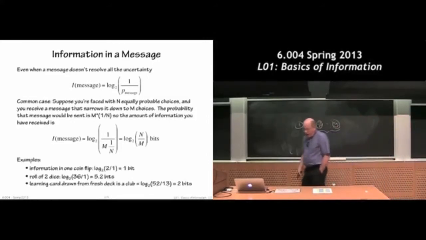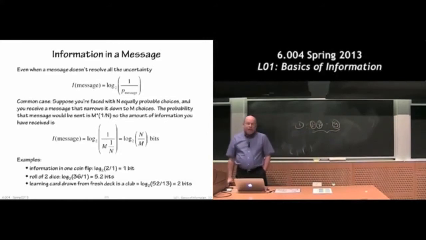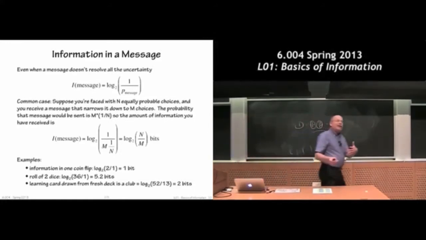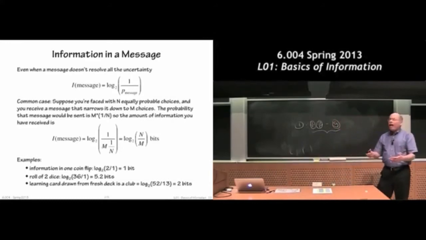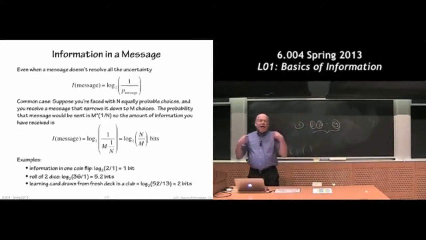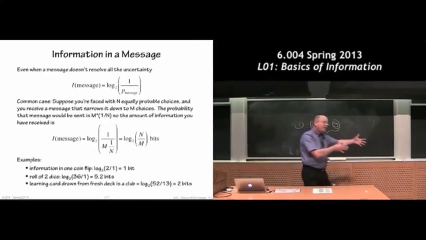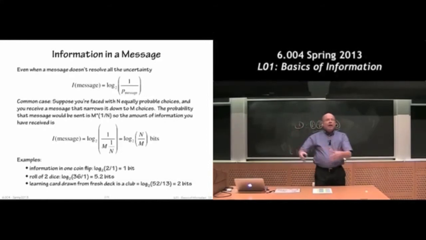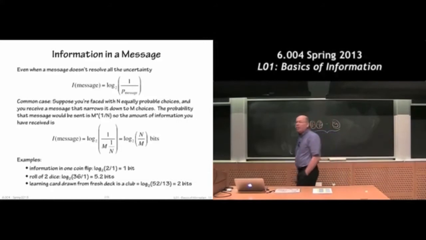So here I am, I'm going to say, okay, here are some examples. If I'm going to flip a coin, originally there were 2 choices, heads and tails. If I flip a coin and I tell you it was tails, how much information did you get? Well, you had 2 choices. It's been narrowed down to 1. So I've given you the log base 2 of 2 over 1 bits of information, or in this case, 1 bit.